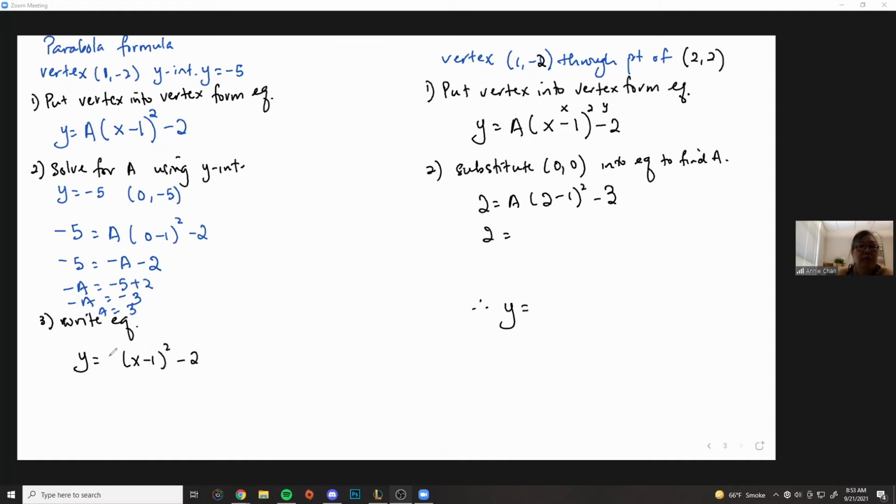Why are you not pointing out my mistake? Okay, coming back to this, 0, 0 would work. So this is 0, 0, 0. So this is a minus 3, yes? Yeah. So then a would be 3. So y equals 3 times (x minus 1) squared minus 2.